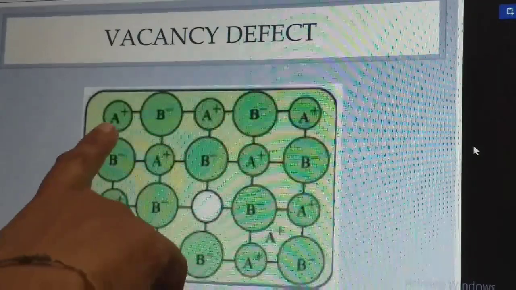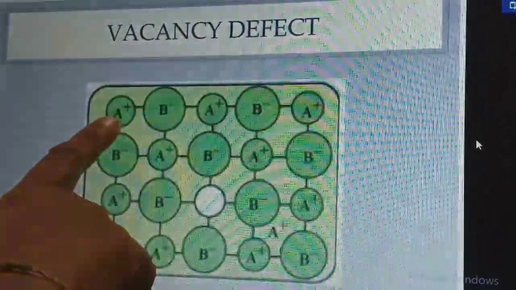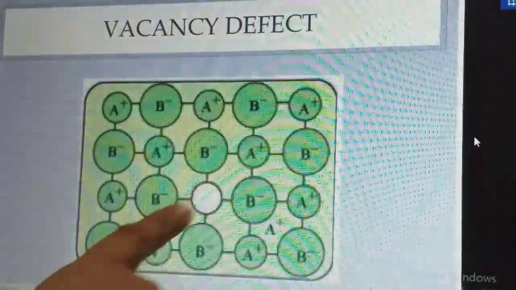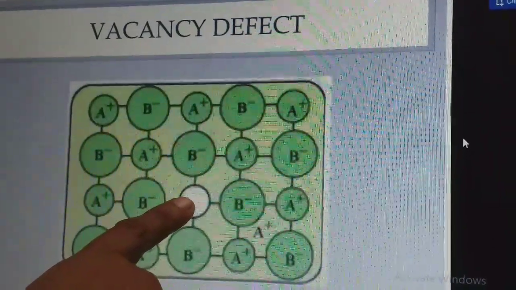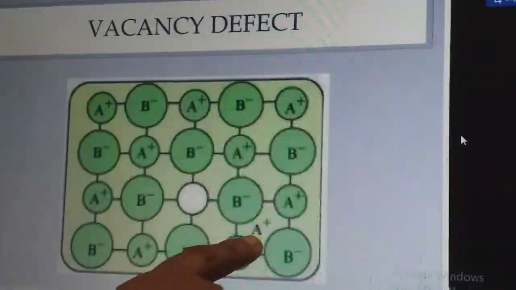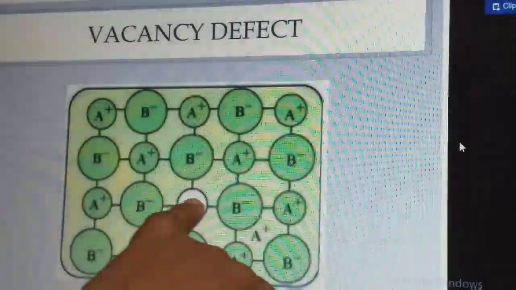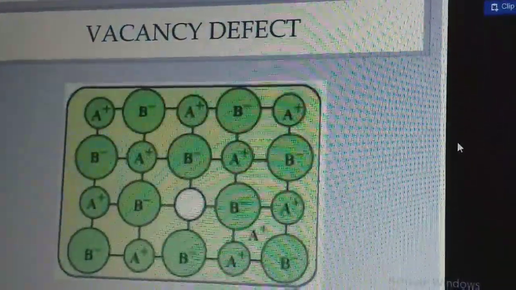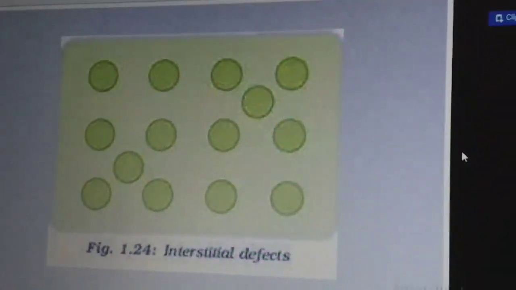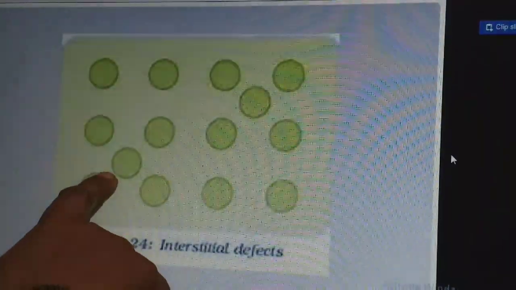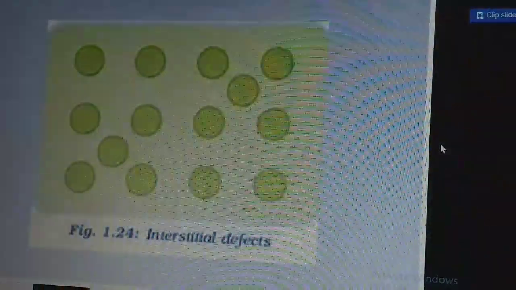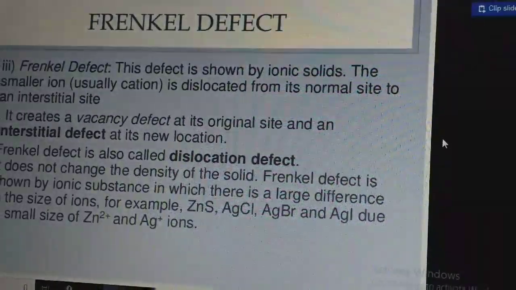Vacancy defect means here the arrangement of cation and anion, it is taken A plus B minus like this, and one place it is vacant, but it occupies the interstitial site, but this place is vacant. In an interstitial defect, regular arrangement is there and even interstices are also occupied by the atoms.